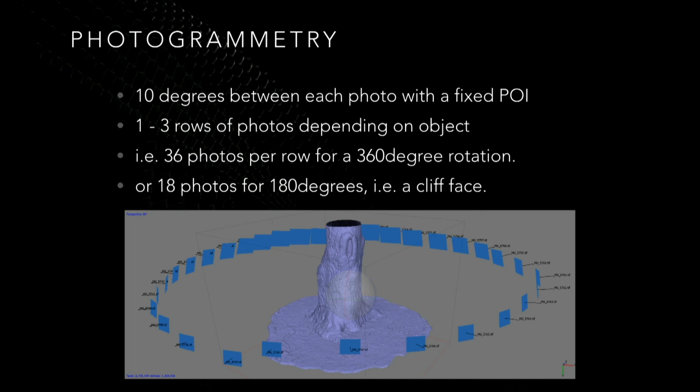So 1 to 3 rows of photos depending on the object. A tree trunk doesn't really have a top and a bottom. It's a cylinder. And therefore, walking around this object and shooting a picture every 10 degrees works fine. You're going to basically capture what you need for the most part.